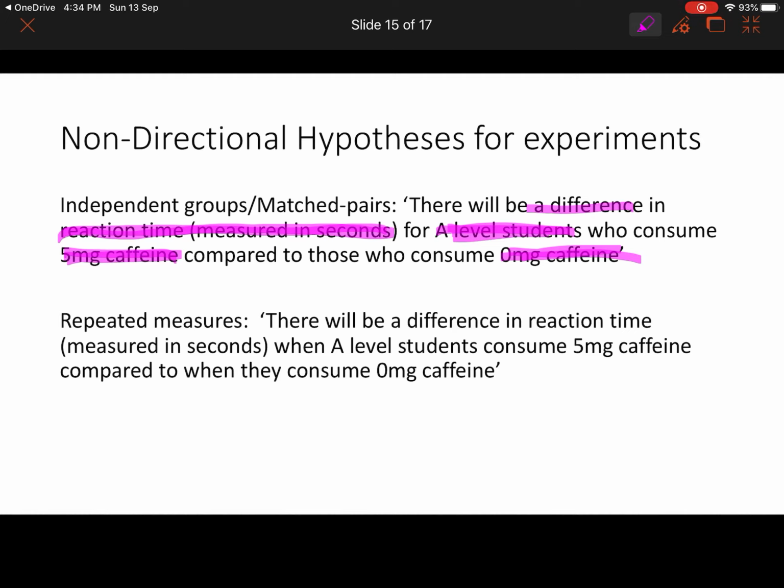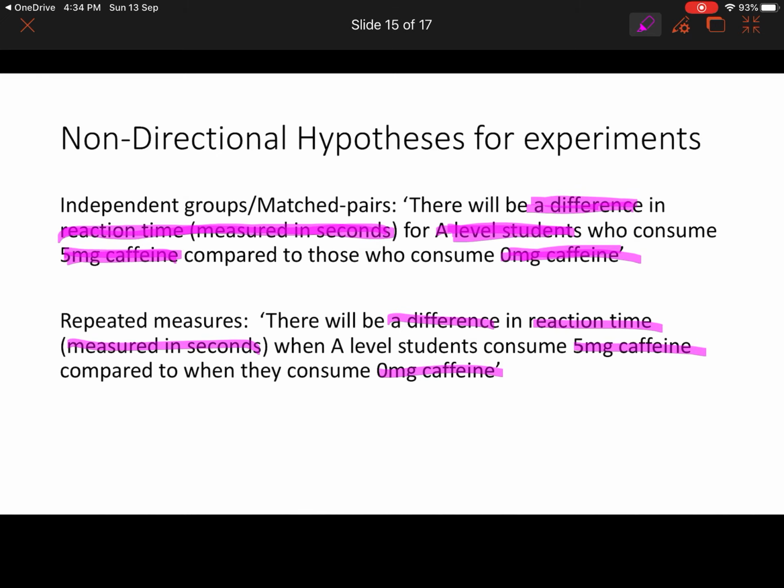But rather than saying that it's going to increase reaction time or decrease reaction time, we're simply saying that it will result in a difference in reaction time, but we don't know what that difference will be. For a repeated measures study, it's the same idea. There will be a difference in reaction time measured in seconds when A-level psychology students consume 5 milligrams of caffeine compared to when they consume 0 milligrams of caffeine.